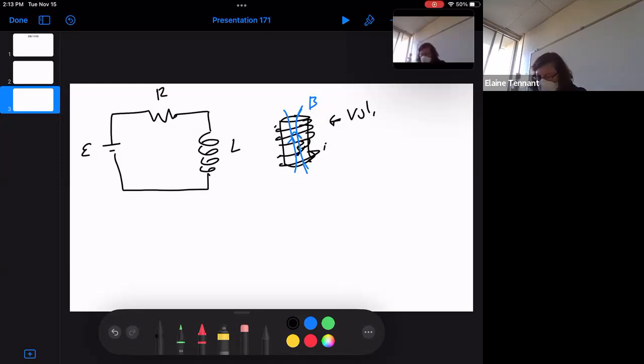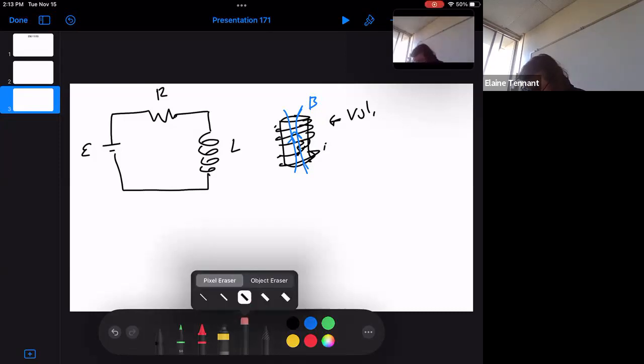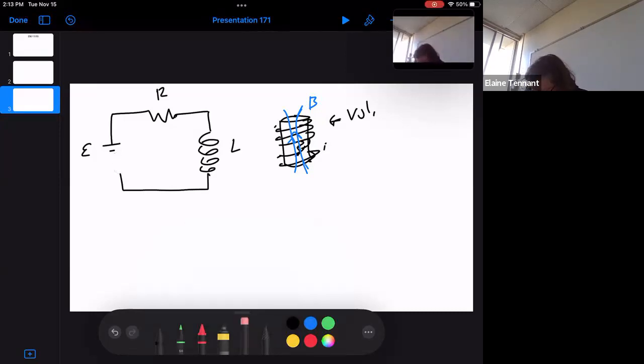So let's first talk about what this circuit's going to act like. Let me put a switch in here. Okay, so I have my switch. At time equals 0, my switch closes, right? And current wants to start going around this circuit. But then current's going to hit this inductor. And what's going to happen then?